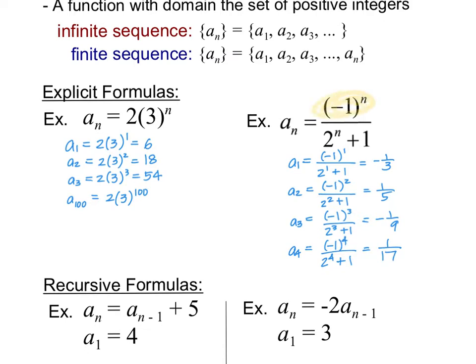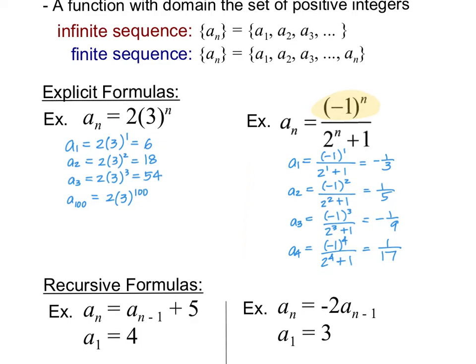Take a look at what's happening here. This expression up here, negative 1 raised to the n power, that expression alternates the sign of the terms. So in this particular case, the first term is negative, the second term is positive, the third term is negative, the fourth term is positive, and so on and so forth. So if you see an expression like this, it alternates the sign of the terms.